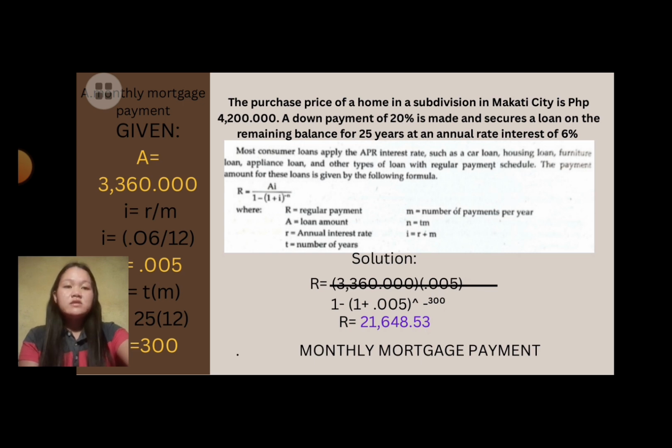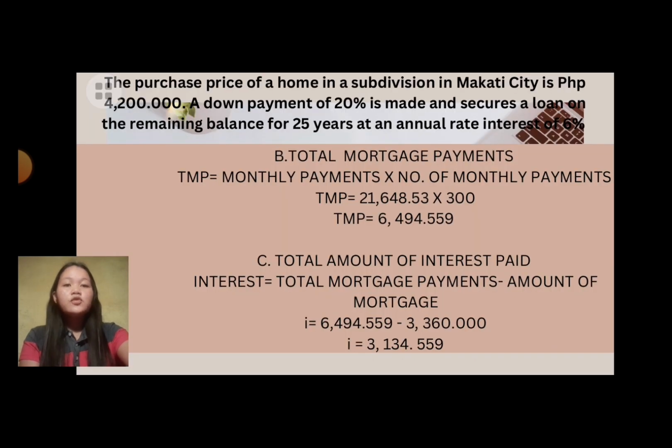So that is the monthly interest rate over 1 minus, open parentheses, 1 plus the monthly interest rate, which is 0.005, close parentheses, raised to negative 300. It will give us the result of 21,648.53 cents. So that is the monthly mortgage payment that the borrower has to pay every month in the entire 25 years. If you want to know the total mortgage payments, you just need to multiply the monthly payments and the number of total payments.